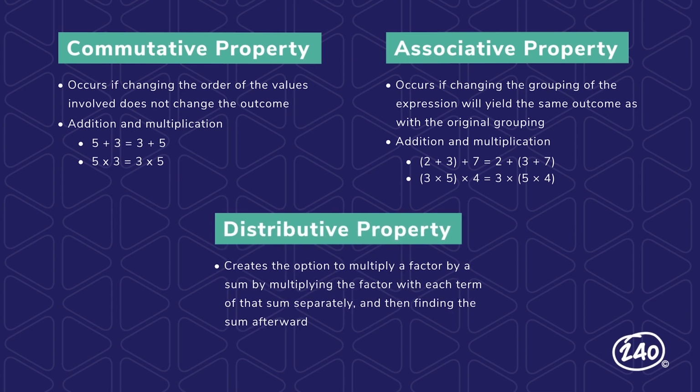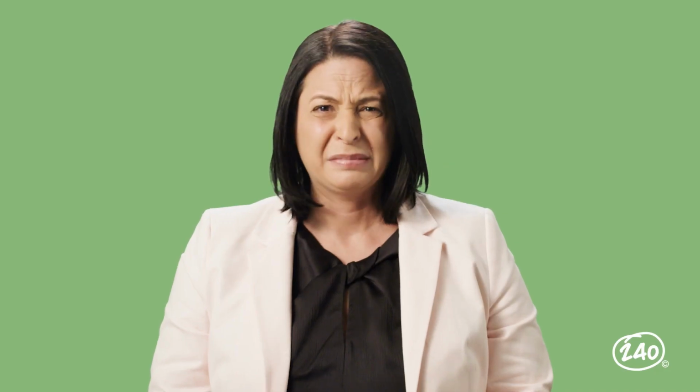The distributive property states that multiplying a factor with a sum is equal to multiplying that factor with each term of that sum separately, and then finding the sum afterward. I know. Did I lose you on that one? It sounds more complicated than it is, I promise.